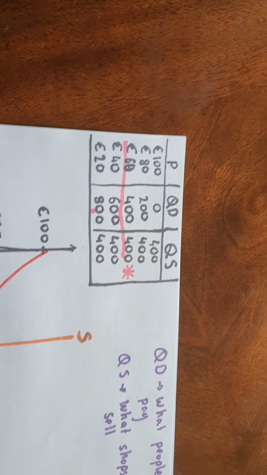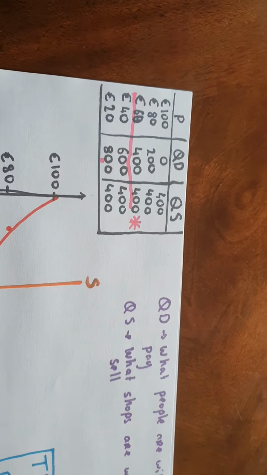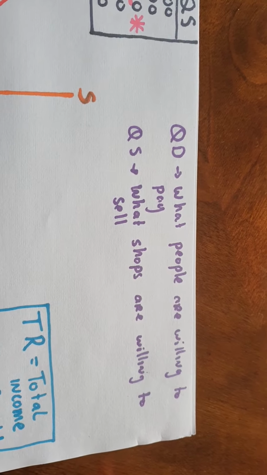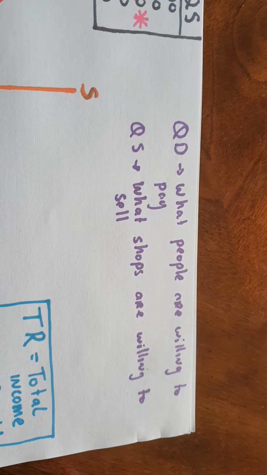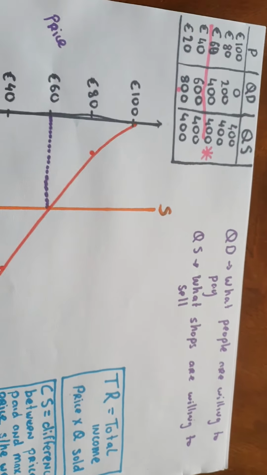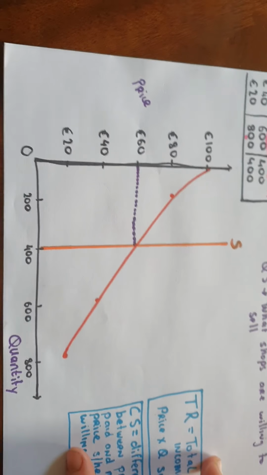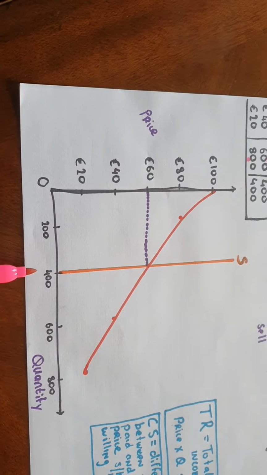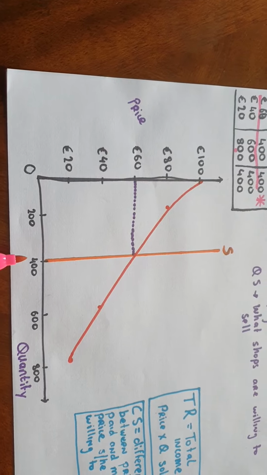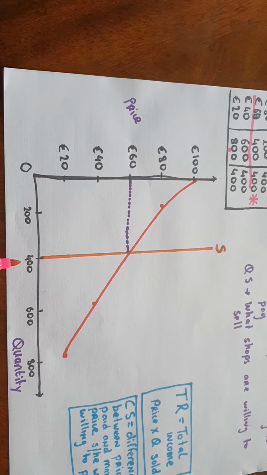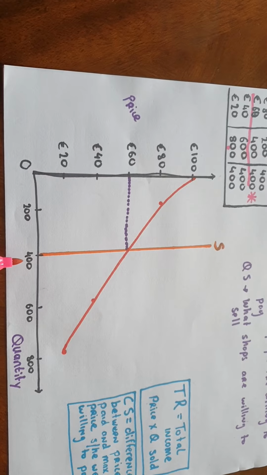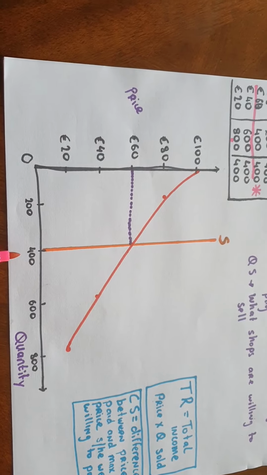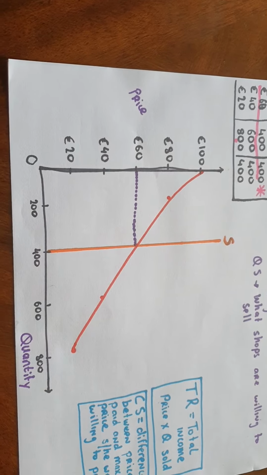Just to remind ourselves of what those two things are, quantity demanded and supplied. Quantity demanded is what people are willing to pay, and quantity supplied is what shops are willing to sell at. When we look at our graph, first of all, we notice that our quantity supplied is vertical, which means it's fixed. They're not selling dependent on price, they're selling at a fixed quantity, and that results in our supply curve being vertical.